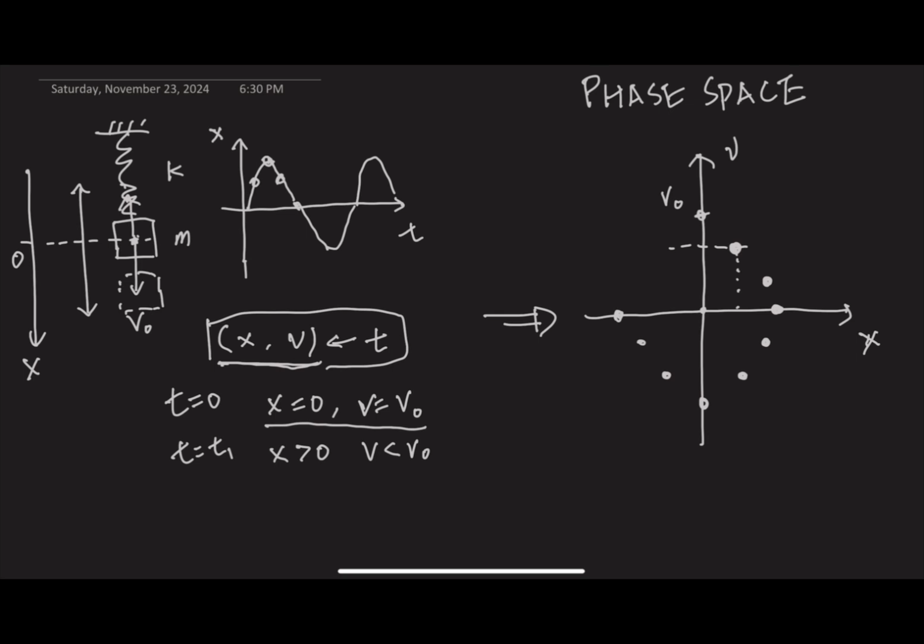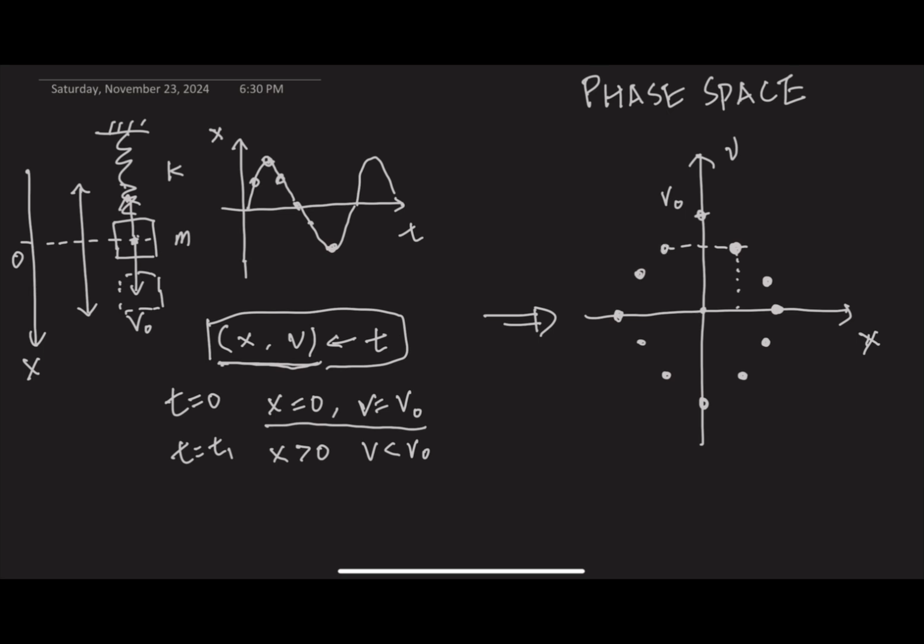Okay, and then when it reaches the highest point right here, it starts to go back again, so the velocity becomes positive, and the displacement x is still negative, but the magnitude starts decreasing, so you can get something like that.